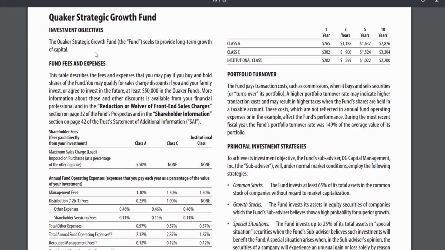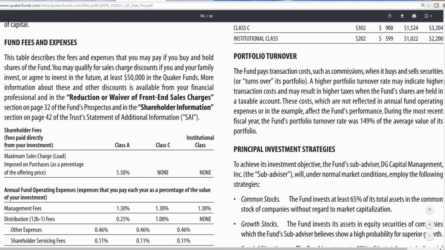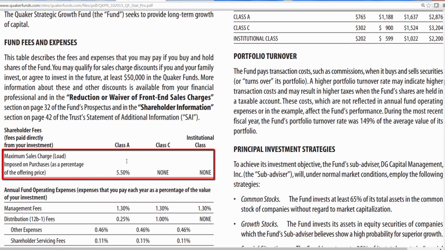And so here's from the prospectus, the Quaker Strategic Growth Fund. This is going to give you a little bit more detail on a lot of areas, in particular your expenses. So let's see if we can find the sales charge here. Let me blow this up a little bit. And why, yes it is. It's right here. You see where it says maximum sales charge or load imposed on purchases as a percentage of the offering price. So they're obvious, they're honest, they're saying this is what it is. And with Class A shares, it's 5.5%. Holy moly, 5.5% just to get in the door?